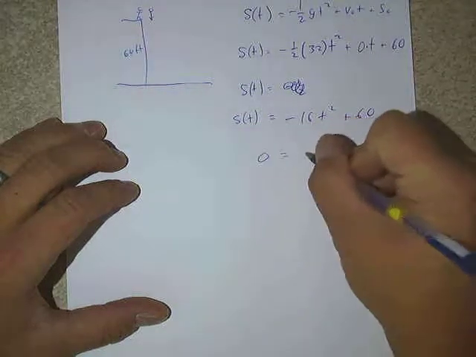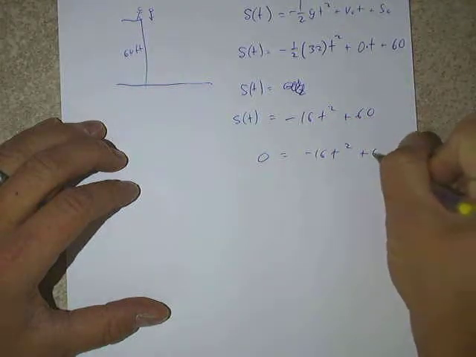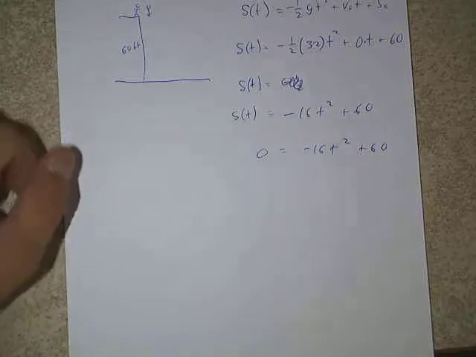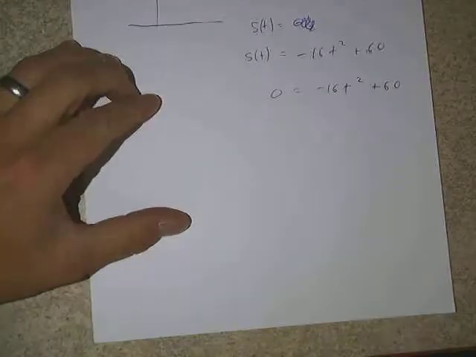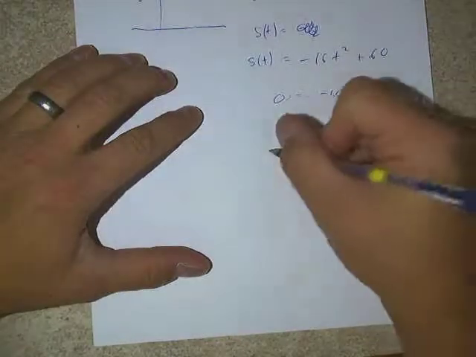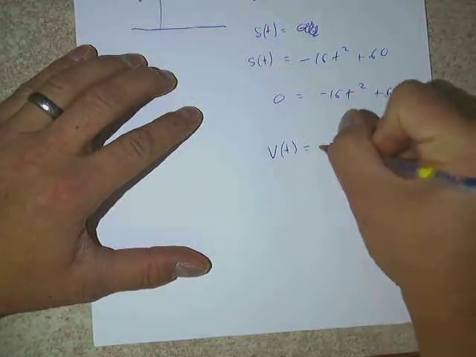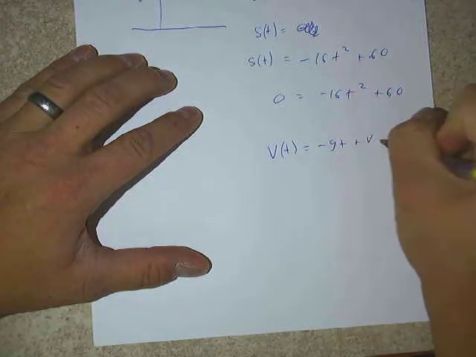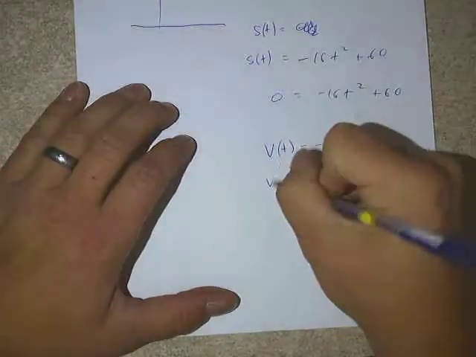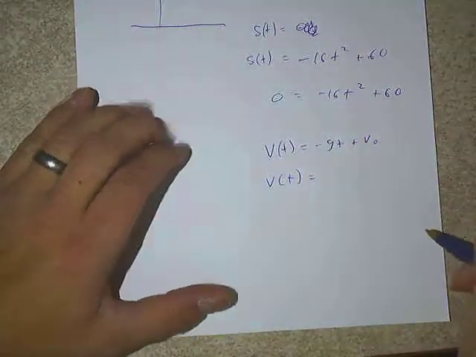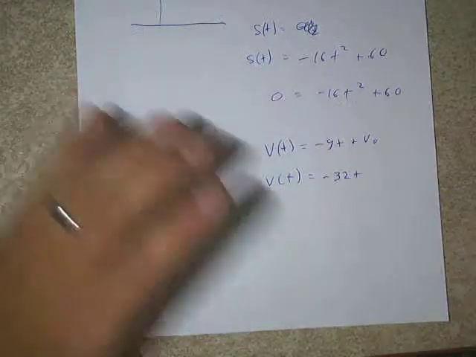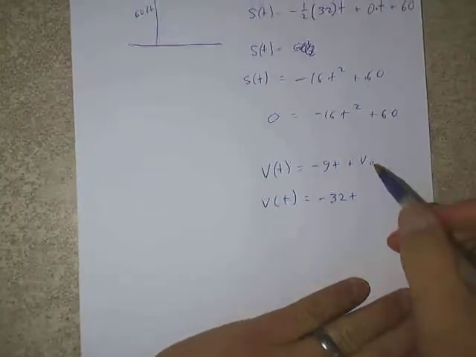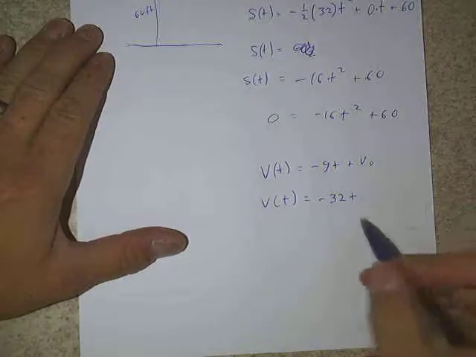Could I figure out when it hits the ground? What would I do with that equation to figure out when it hits the ground? Jared? Sure. Wouldn't I just set the height equal to 0 and then solve that quadratic equation? Wouldn't that give me when? So we can answer some questions here.